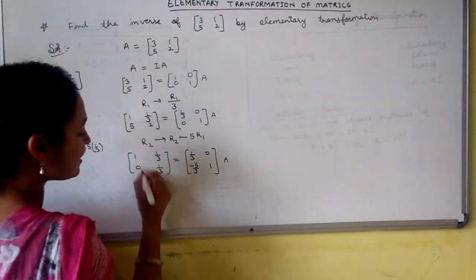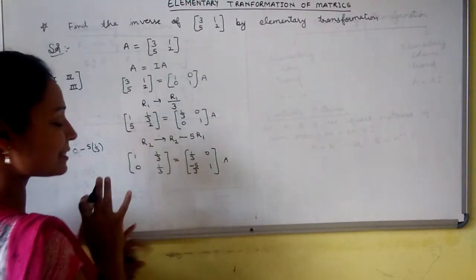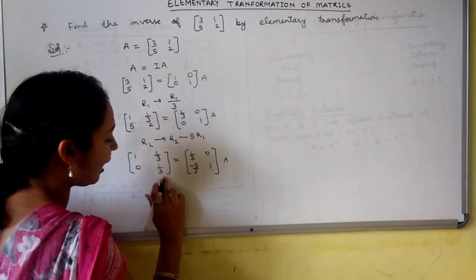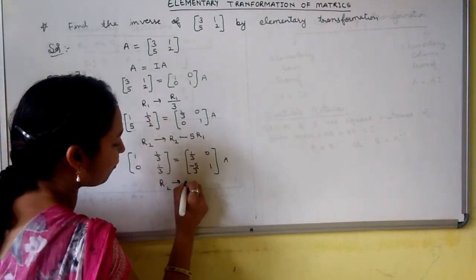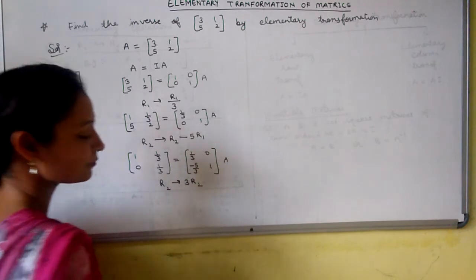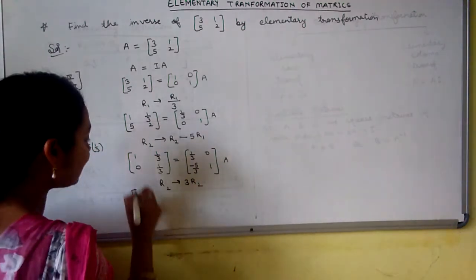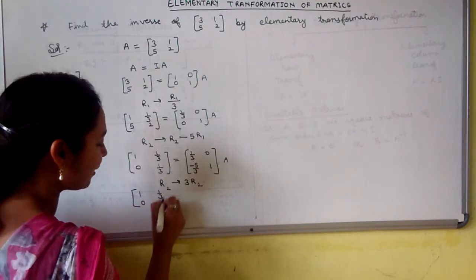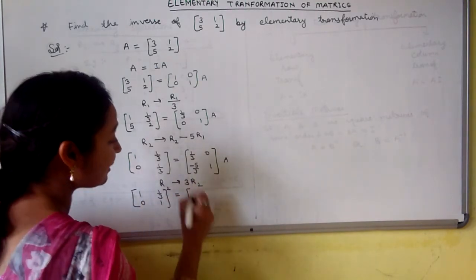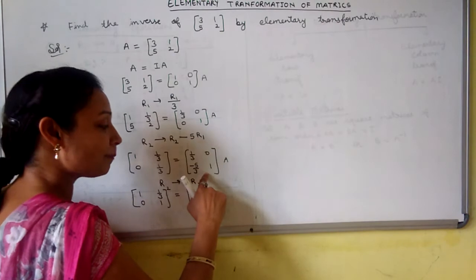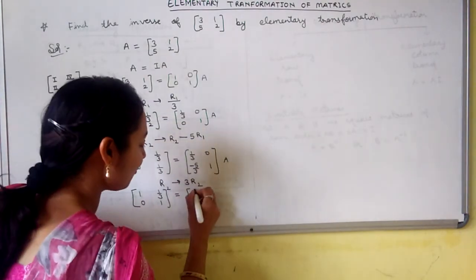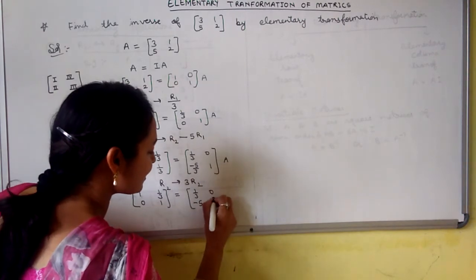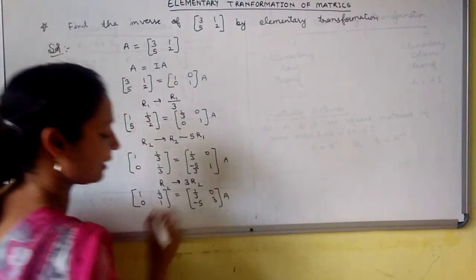Now come to the third step. The first and second steps are completed. I want 1 here. So what will I do? I will multiply the second row by 3. When you multiply, 1 by 3 becomes 1, with 0 and 1 here. The same operation is applied on the right hand side also: minus 5 and 3, with A.